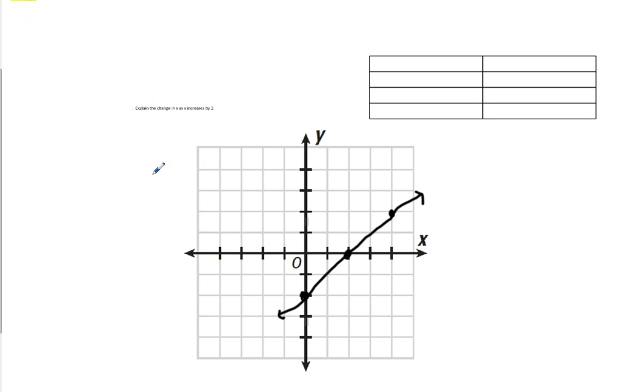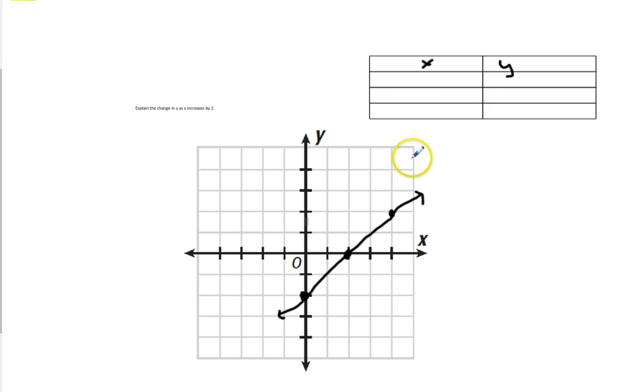This problem is asking you to explain the change in y as x increases by 2. So what I've done already is I've put a table on my sheet, because remember, if I have the graph, I can write the table, I can write the equation. You have a couple ways that you can say this. So I put the table on here. I'm going to label this x and this y, and I'm going to go with my points that are on my line to see if I can see what's happening.